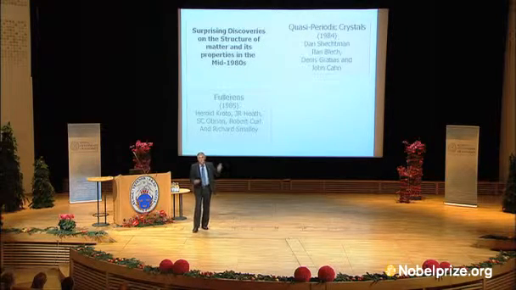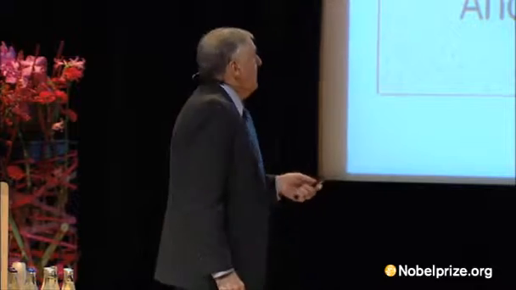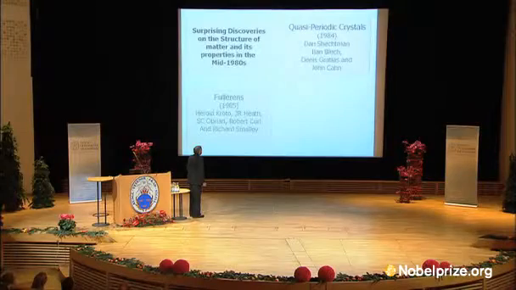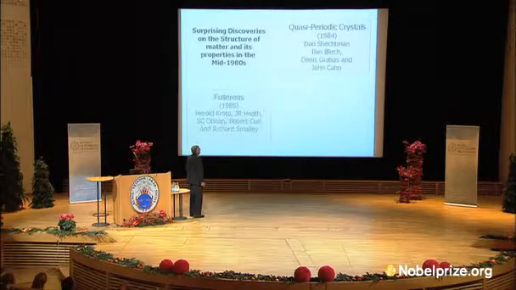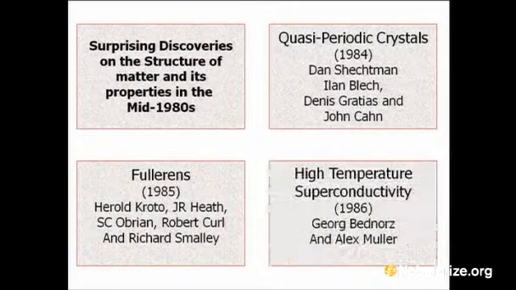they brought 3 Nobel Prizes, and the last one is here. Although the first discovery, chronologically, was that of quasicrystals, as you see here, and the names on that are my name, Ilan Blech, Denis Gratias, and John Kahn. I'll tell you about them later on. Then came Fullerene by Kroto and his colleagues in 1985, and in 1986, high-temperature superconductivity.